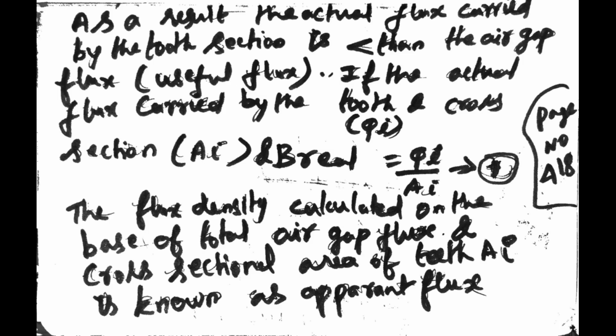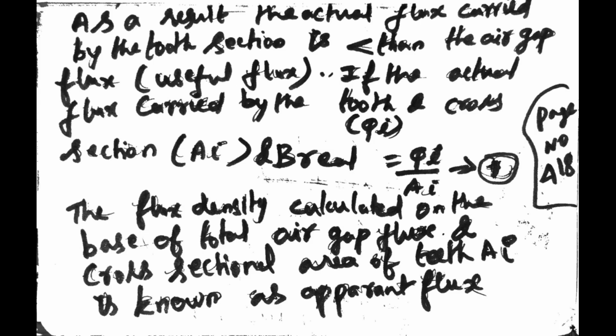Apparent and real flux density in the teeth. As a result, the actual flux carried by the tooth section is less than the air gap flux. If the actual flux carried by the tooth with cross-sectional area Ai is phi i, then B real is equal to phi i divided by Ai. Phi i is the actual flux.